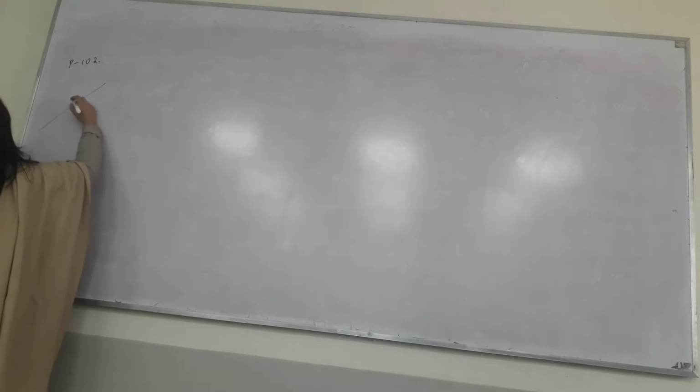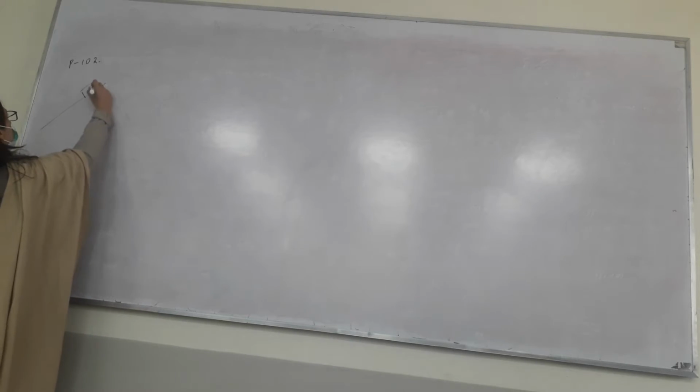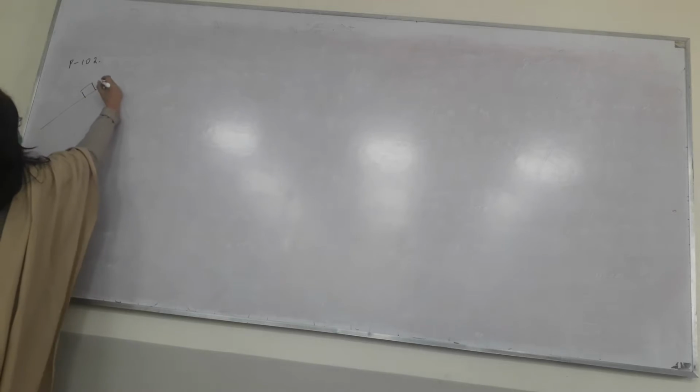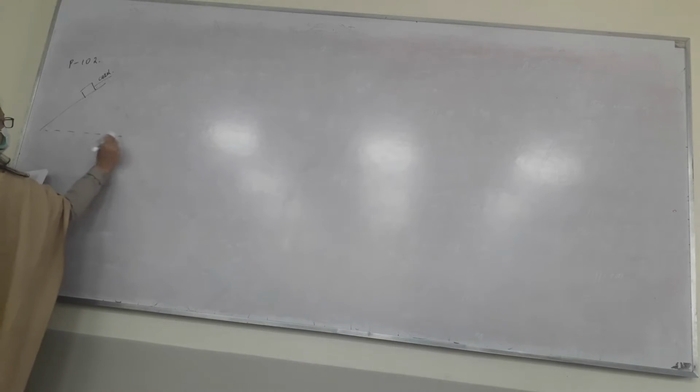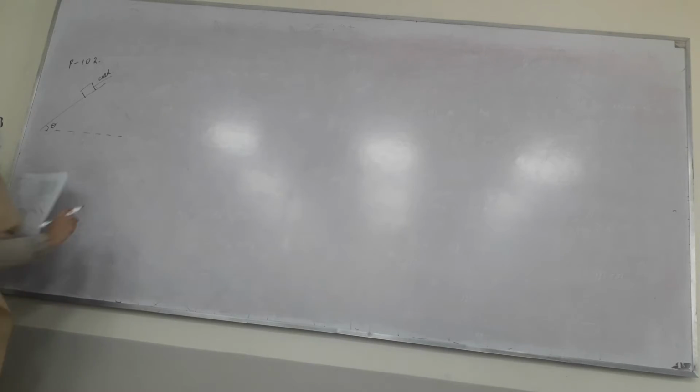Here we have a figure. Okay, let me draw the figure. In this figure, you have an inclined plane, you have a block on the plane, and you have a string attached to this block. And then this plane is making an angle of theta with the x direction.